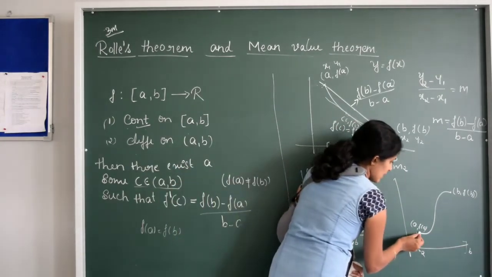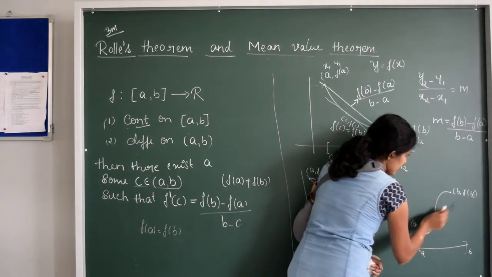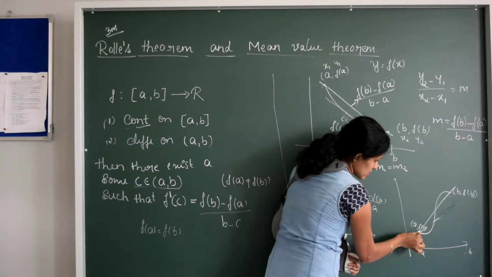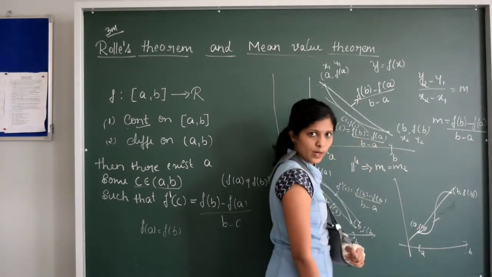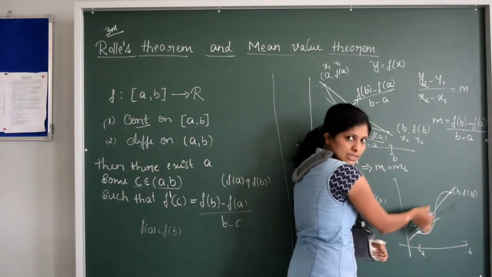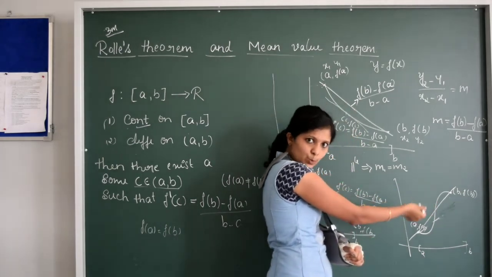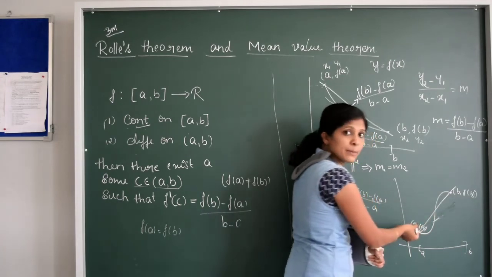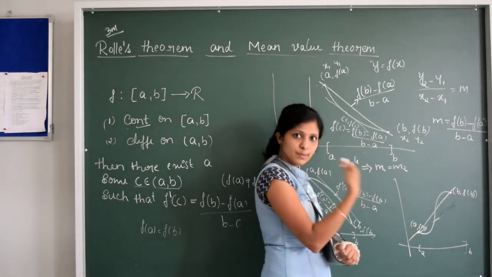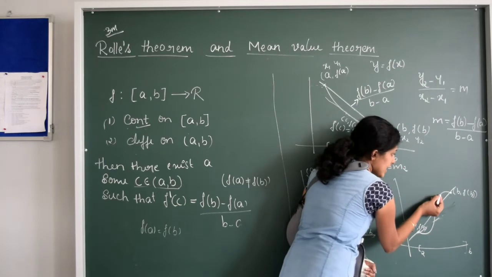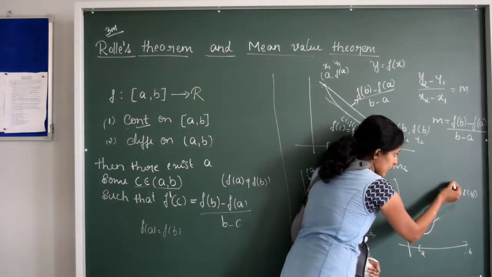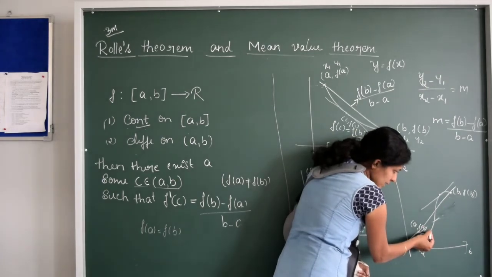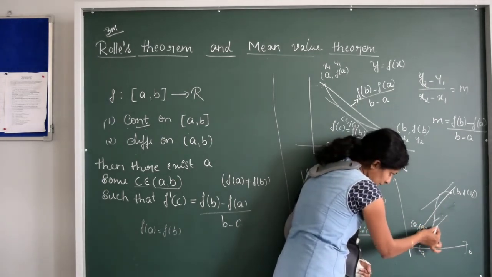Let me join this line. Now here also we can join the line like this, right? So this is one point and this is another point. We can find the slope of this line by using the two-point formula. It will be the same: f of b minus f of a divided by b minus a. Now we have to find some point which should be between a and b. Here one point is possible, right? So I can draw the tangent here, and it will be parallel to this one. Again one more value is possible here. See that this is also parallel to this one.